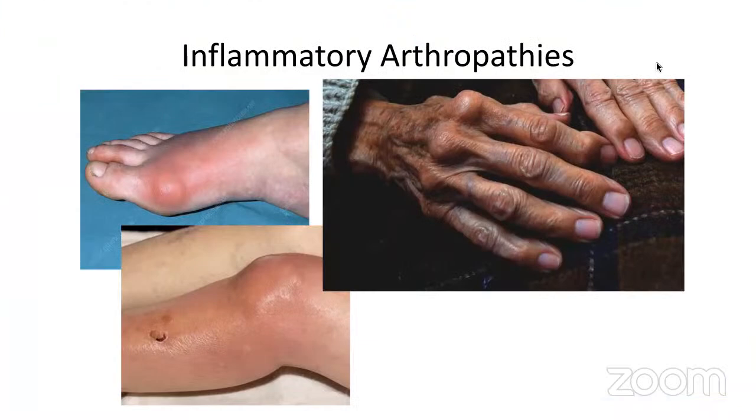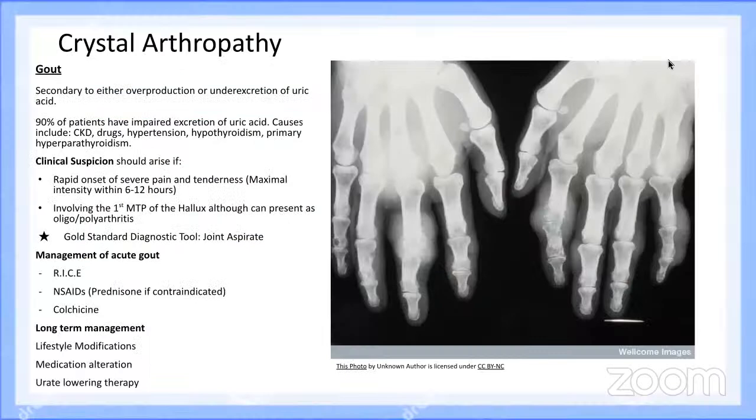Okay, I'll be going through the inflammatory arthropathies in the adult population. First of all, we'll look at our inflammatory monoarthritis. We'll have a look at crystal arthropathies, namely gout to start with.